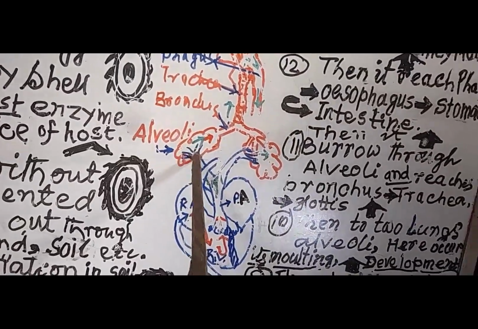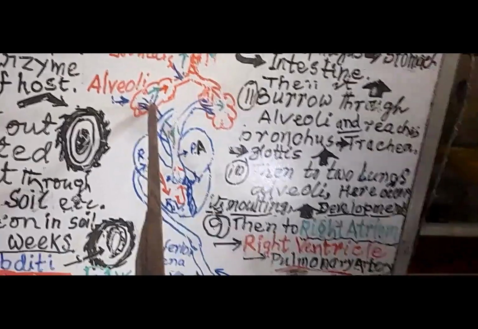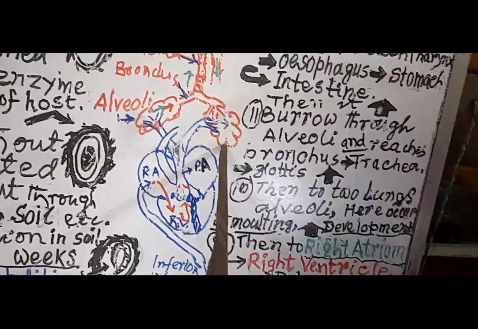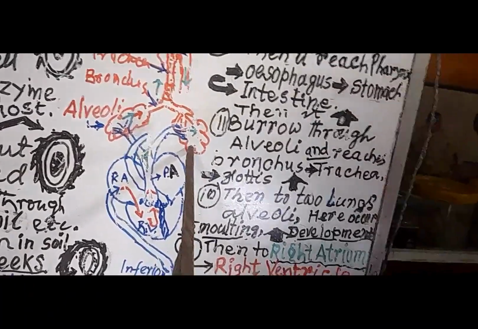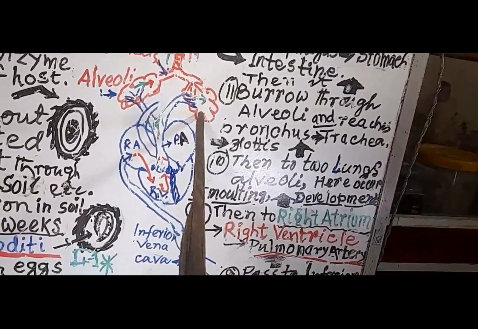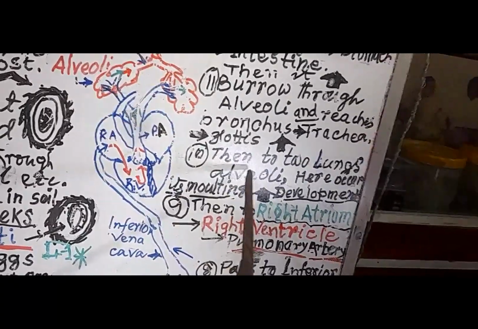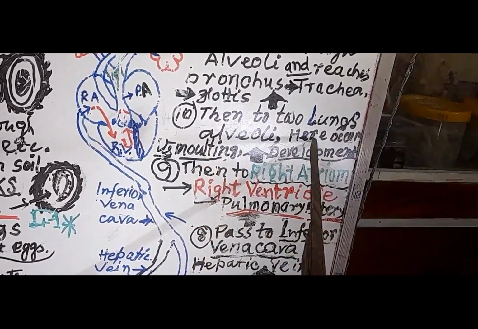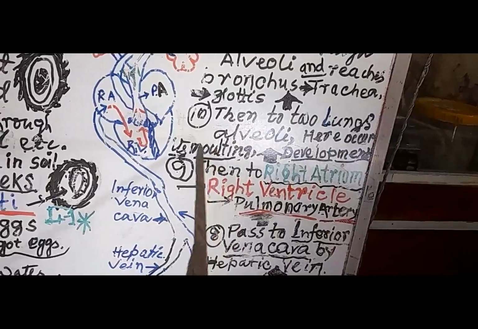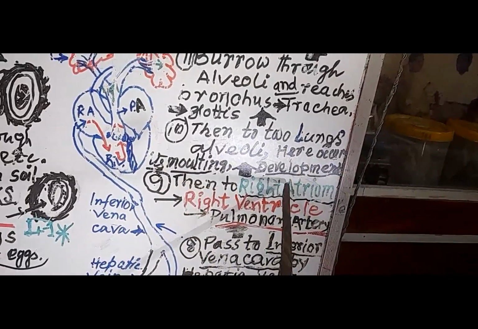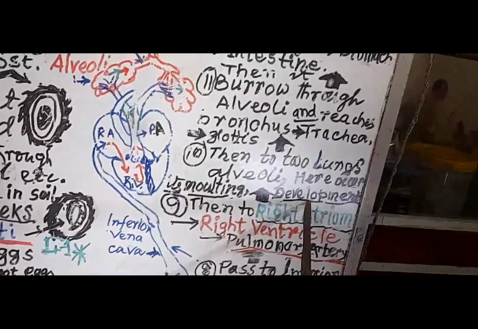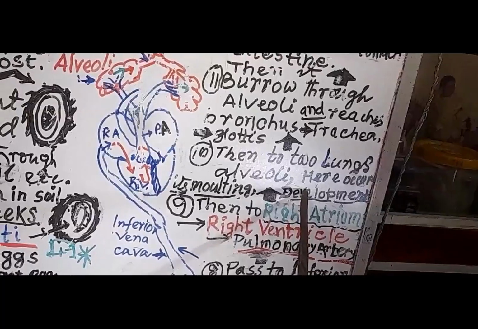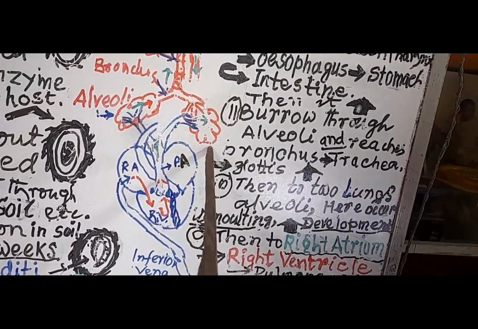And entering into the lungs, it remains within the alveoli. Here a very important function is going on. What happens? Now in the lungs, in the alveoli, there occurs its molting and development. This is the question: where do the molting and development occur in Ascaris lumbricoides? The answer is in the alveoli.